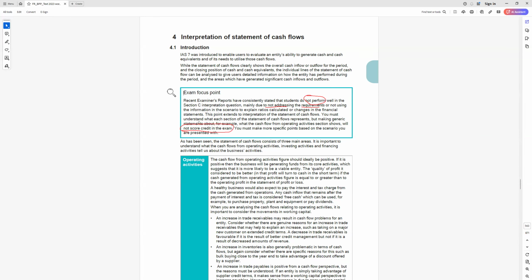So I have to explain in detail, not just simply say that the cash flow has a positive or negative impact on the operating activities. It will not give any marks in the exam. So you must make more specific points based on the scenario you are presented with. You need to make sure you read the scenario and focus on it.